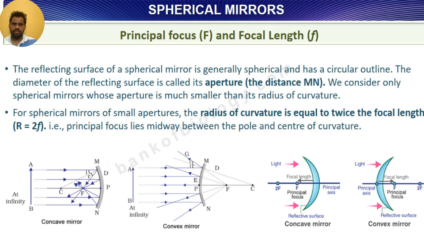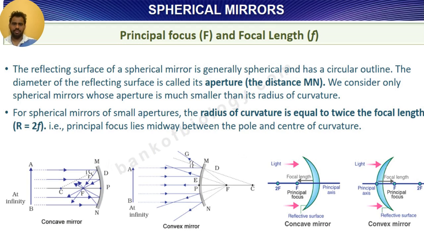The reflecting surface of a spherical mirror is generally spherical and has a circular outline. The diameter of the reflecting surface is called its aperture. The distance MN, this is the diameter of the reflecting surface, is called its aperture. We consider only spherical mirrors whose aperture is much smaller than its radius of curvature.